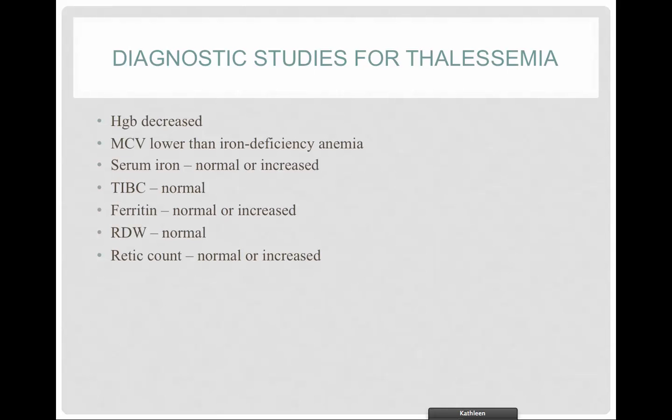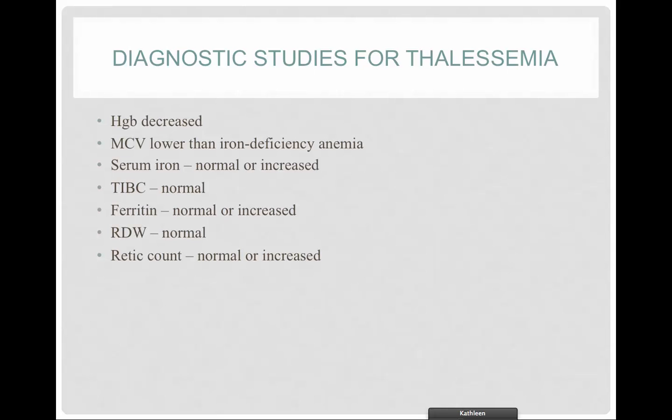Total iron binding capacity is normal in thalassemia and increased in iron deficiency anemia. Ferritin: serum ferritin is low in iron deficiency anemia. If you look on the PowerPoint, it's normal or increased in thalassemia. Red cell distribution width is normal in thalassemia, but it's increased in iron deficiency anemia.